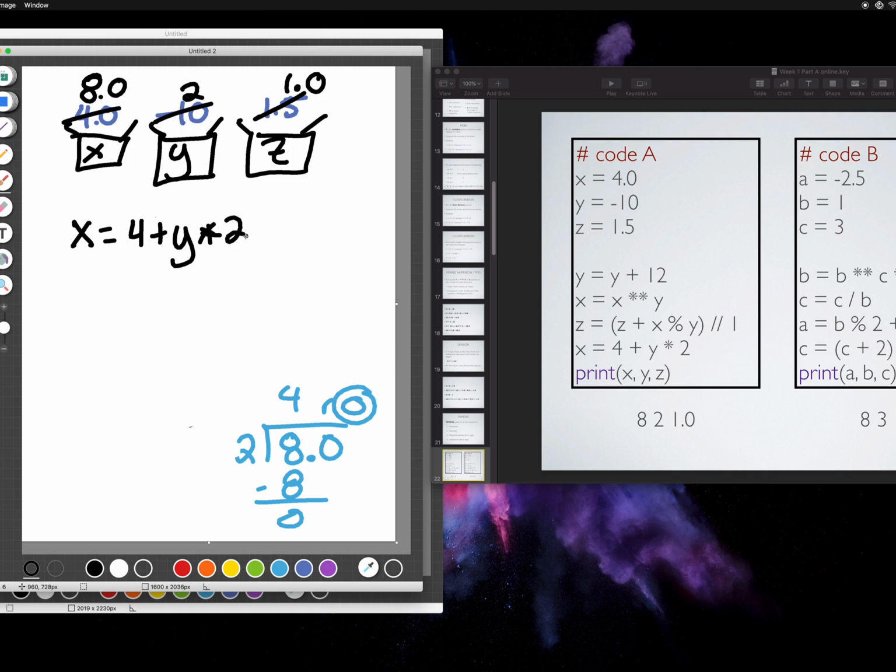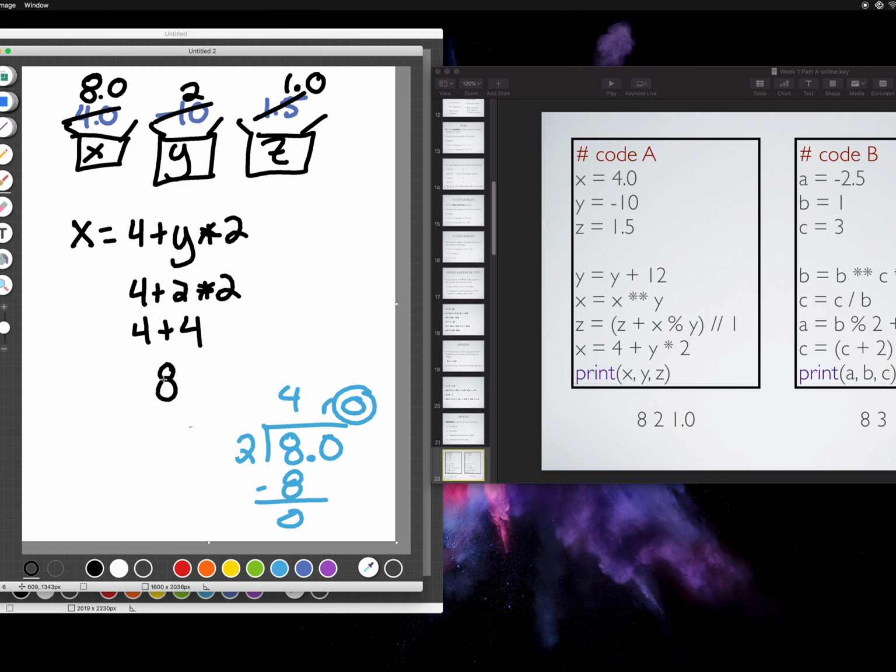Alright, and then again, the rule with PEMDAS, we're going to do this multiplication first. So we get 4 plus 2 times 2, which is 4. We do this addition. 4 plus 4 is 8. And it is an integer this time because both of these numbers here are both integers, right? So again, with addition, if they're both integers, you get an integer back. Alright, so that means at this point in time, we now update x to be 8.